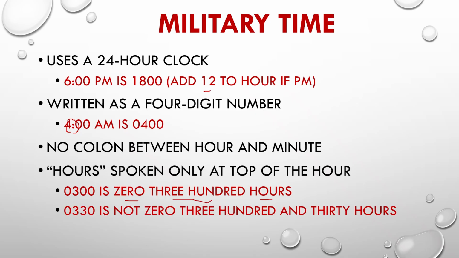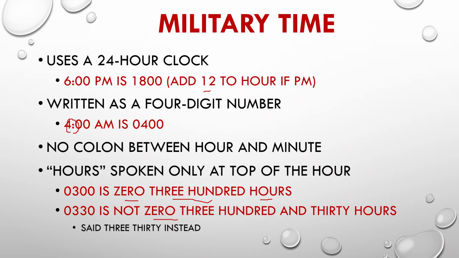Now, if it is 3:30, we don't say the 0. We would not say 0330 hours. We would just say 3:30 instead. So we're still going to say it with our hours, then our minutes.